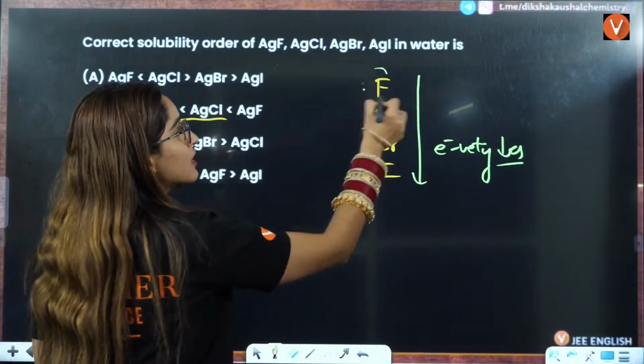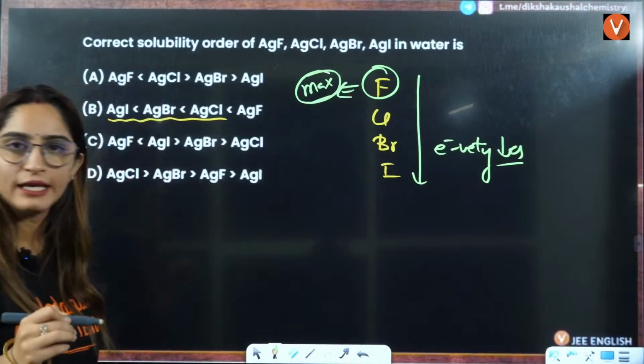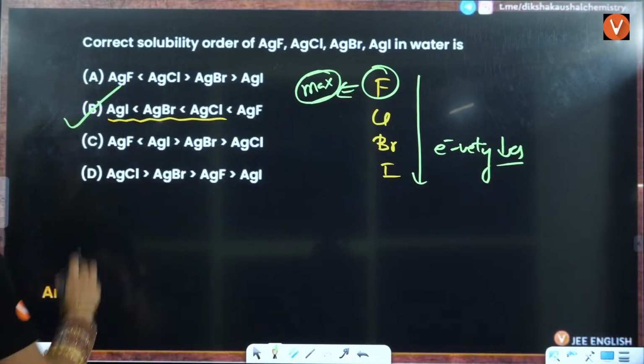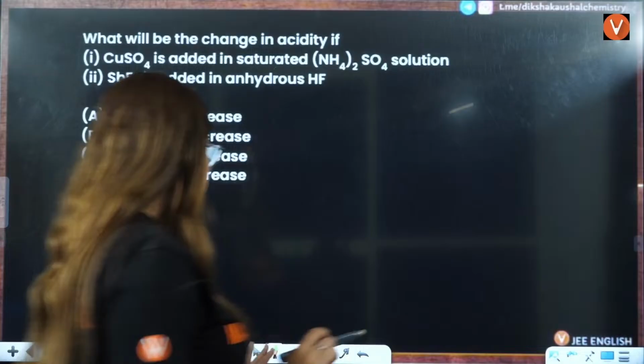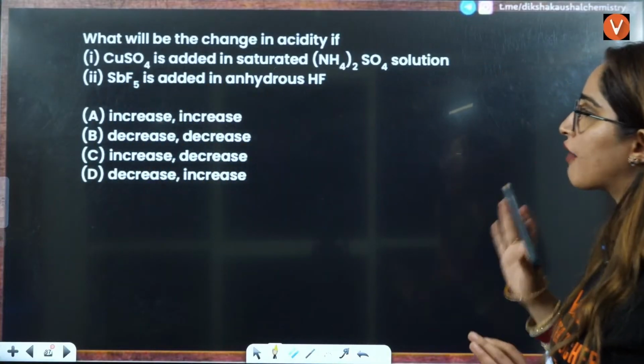That is the reason this F is going to have the maximum solubility here, right? So the answer is going to be B, the correct answer here, right? Next question is, what will be the change in acidity if you have two statements here?